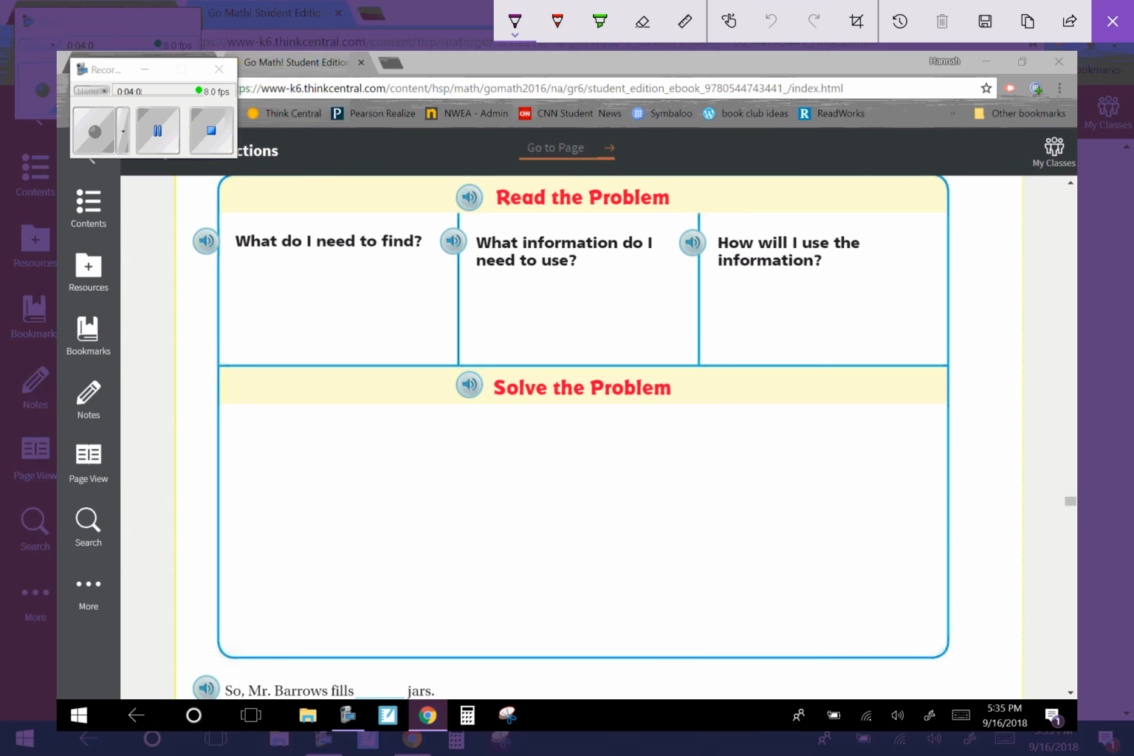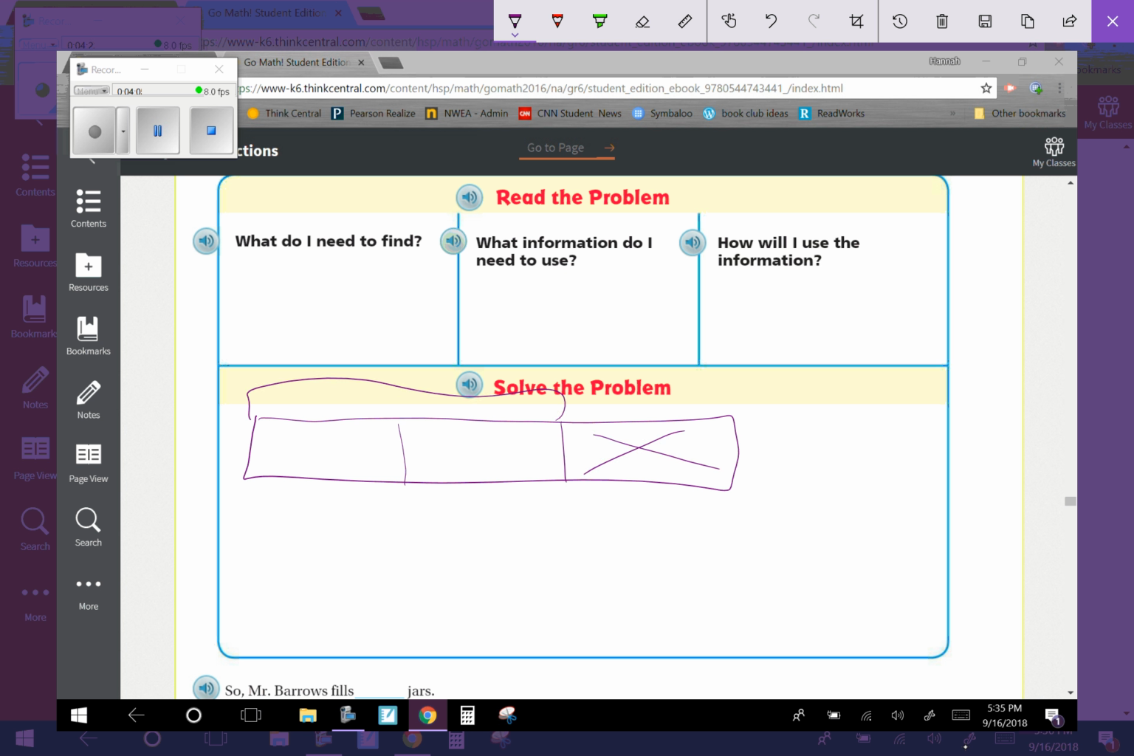Good. So for the model, we're going to draw one whole. And we're breaking it into thirds. But we're only talking about 2/3 of that. So we're not talking about this one. Now he uses 1/2 cup of salt. And so we're going to draw another model with just what we have and break it in half.